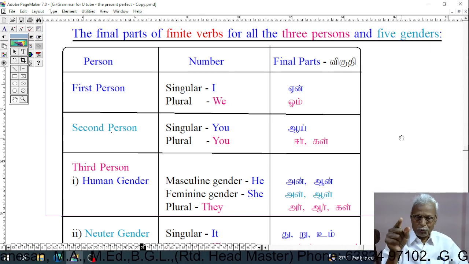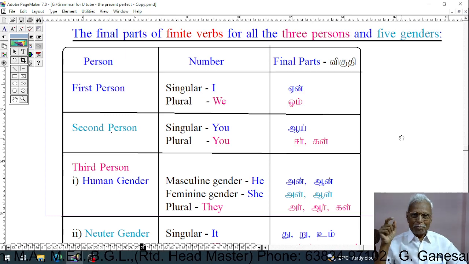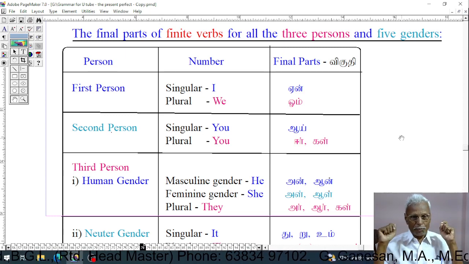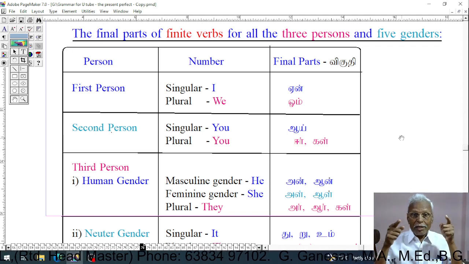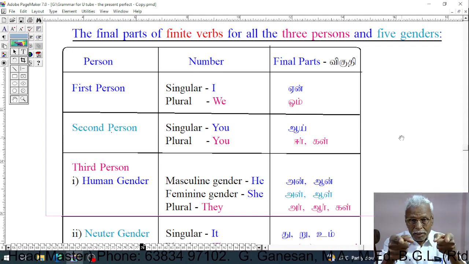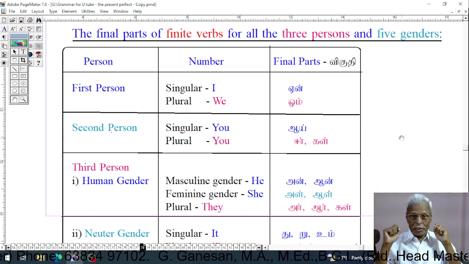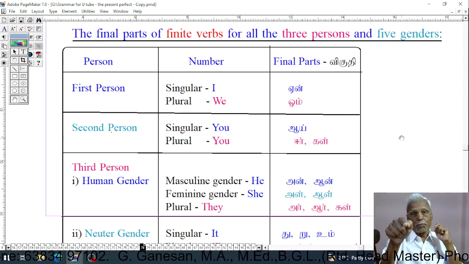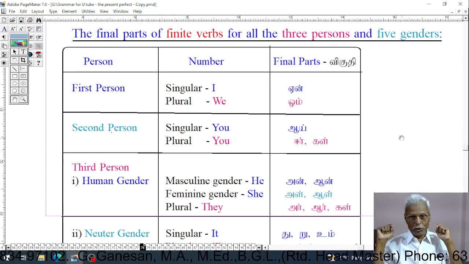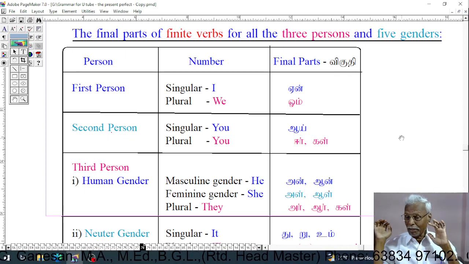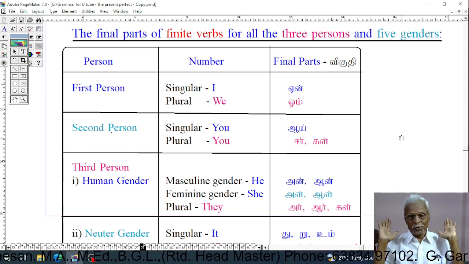But Tamil for singular is நீ. For plural, நீர் or நீங்கள். நீ singular, நீர் or நீங்கள் plural, second person. Singular, நீ, plural, நீர் or நீங்கள். But in English, you.